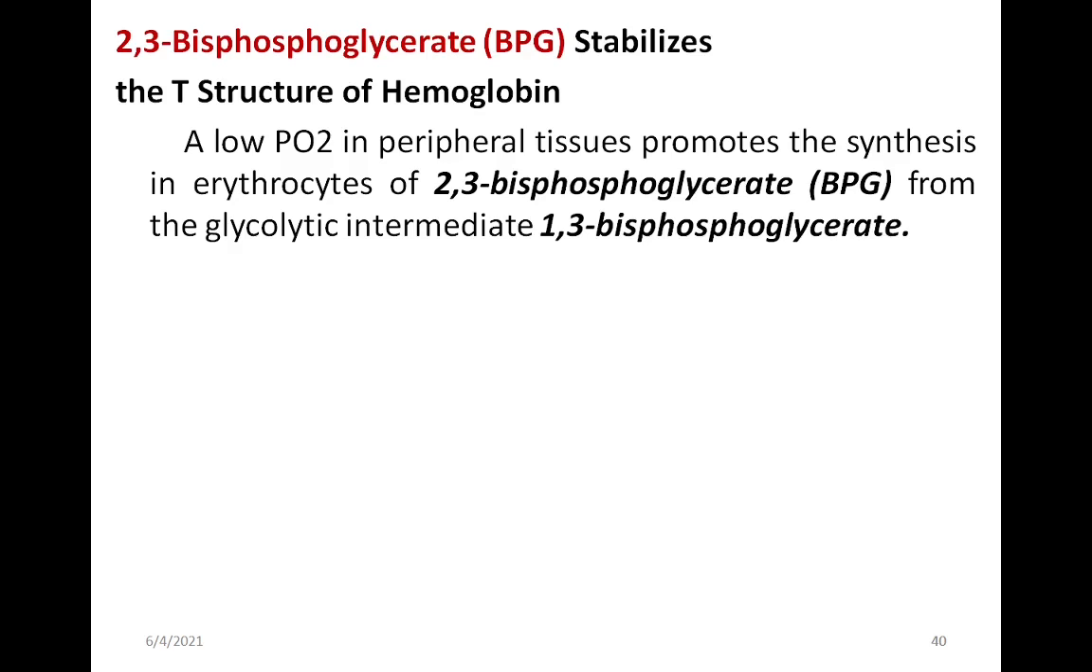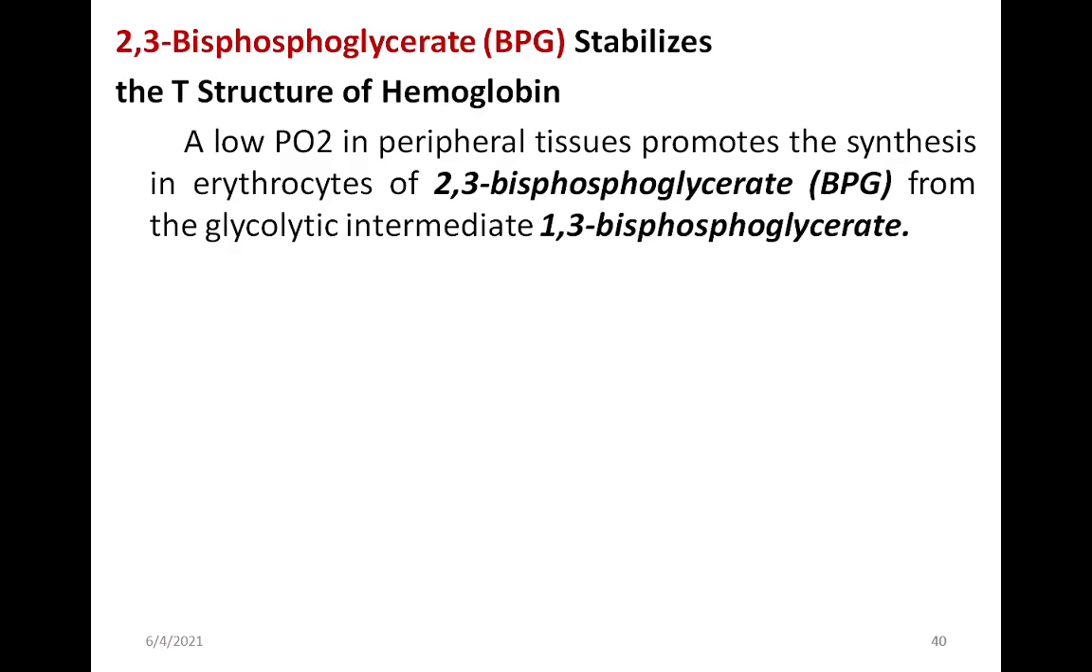A low partial pressure of oxygen in the peripheral tissue. Whenever the peripheral tissue partial pressure is very low, this situation promotes the synthesis of 2,3-bisphosphoglycerate in erythrocytes, from the glycolytic intermediate 1,3-bisphosphoglycerate.